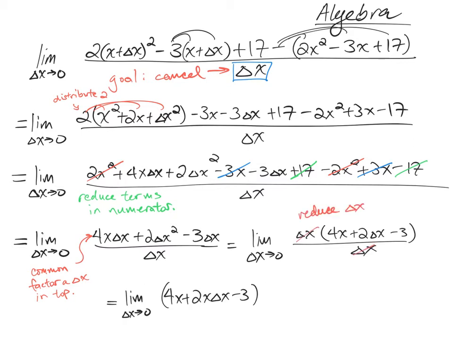So at this point, I have finally reached the goal of reducing this delta x out of here. Since that was our goal, and now we have reached that goal, this 0 can be substituted in for any delta x's that are left over. So this entire middle term turns into 0. This entire limit ends up being 4x minus 3.